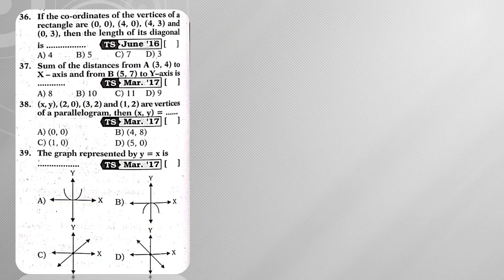Next, moving on to question number 36. If the coordinates of the vertices of a rectangle are 0, 0, 4, 0, 4, 3 and 0, 3, then find the length of its diagonal. Simply, you can draw the figure. So this is 0, 0. Next 4, 0 means this point will be on the x-axis. So this is 4, 0. Next 0, 3 means it will be on the y-axis, 0, 3, and the point of intersection of 0, 3 and 4 will represent 4, 3.